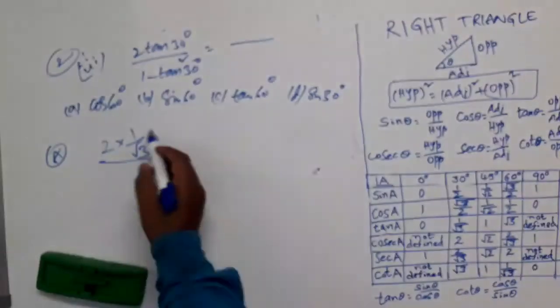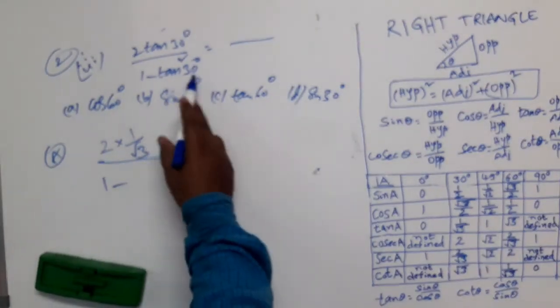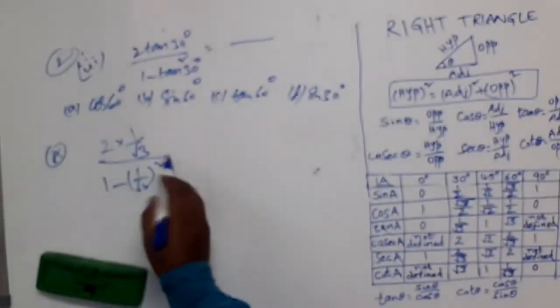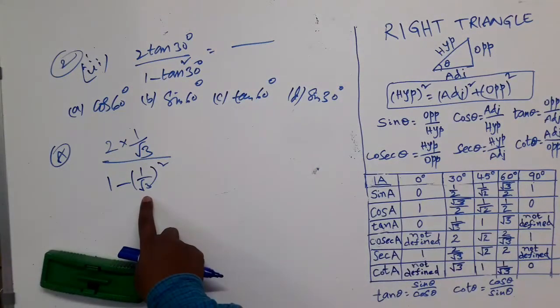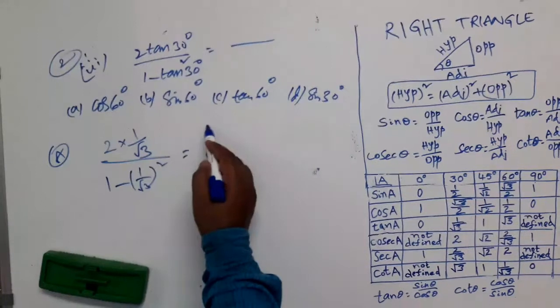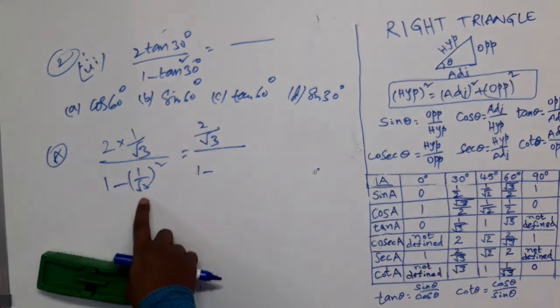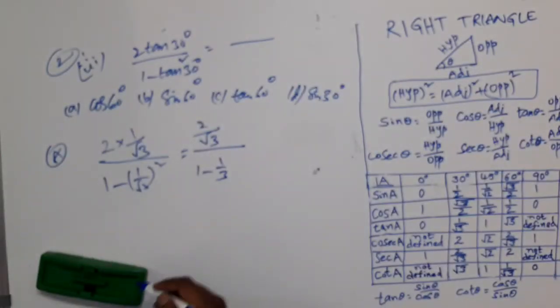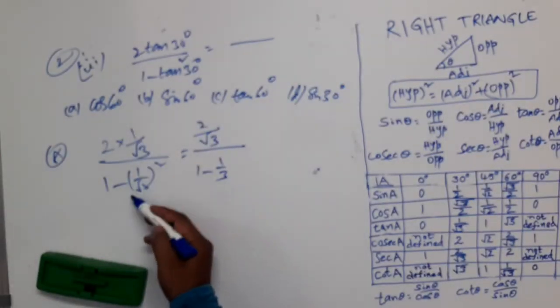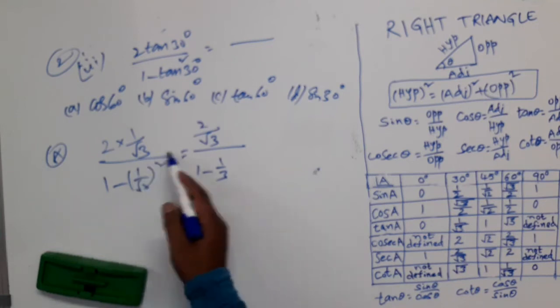2 multiplied by tan 30 degrees. From the table, what is tan 30 degrees? 1 by root 3, divided by 1 minus tan square 30 degrees. That is tan 30 degrees whole square. Tan 30 degrees is 1 by root 3, whole square is this, right? This is 2 by root 3 divided by 1 minus 1 by root 3 whole square is 1 by 3, right? 1 square by root 3 whole square. Root 3 whole square is 3, 1 square is 1, right?